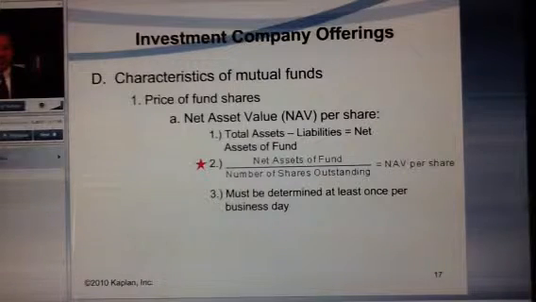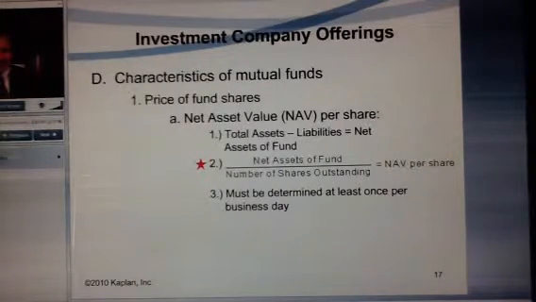If the portfolio holds ABC stock and ABC appreciates in value, that's going to have a positive impact on net asset value per share. If ABC decreases in value, it'll have a negative impact on net asset value per share. It's really all about that portfolio and what's in it.